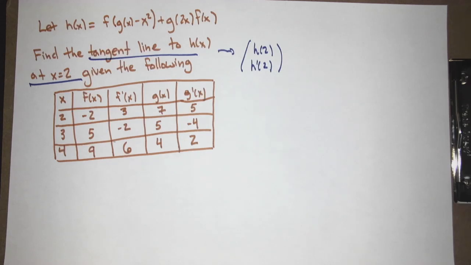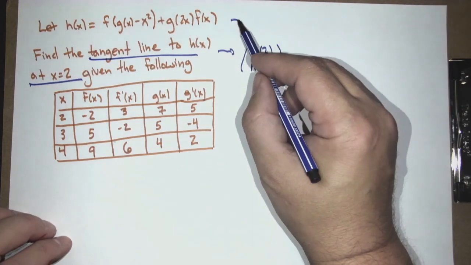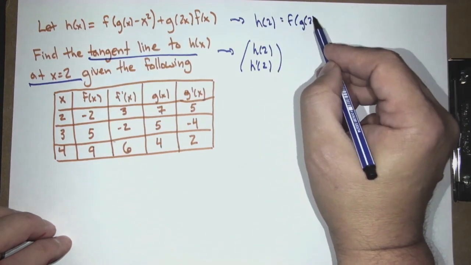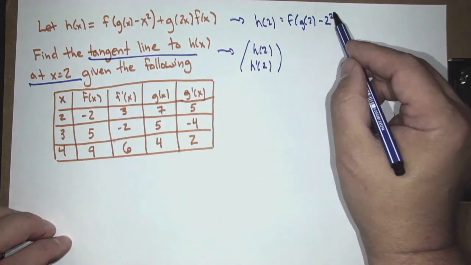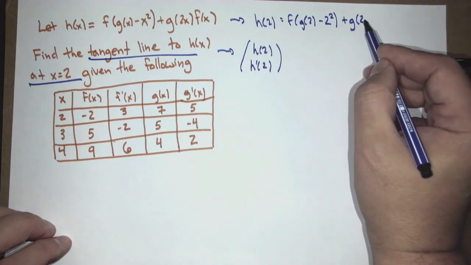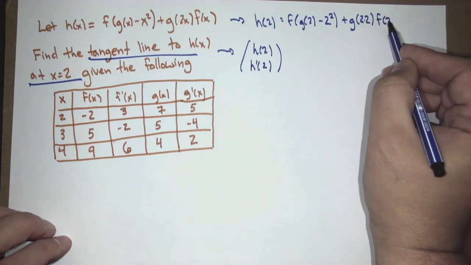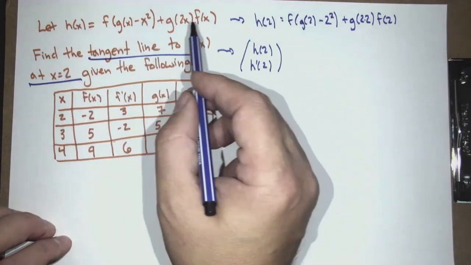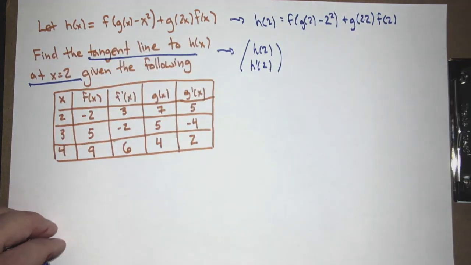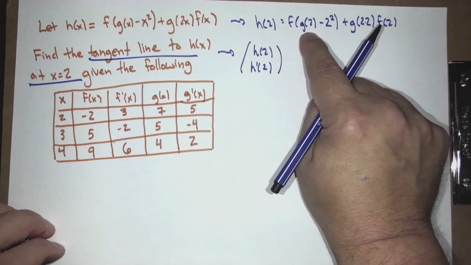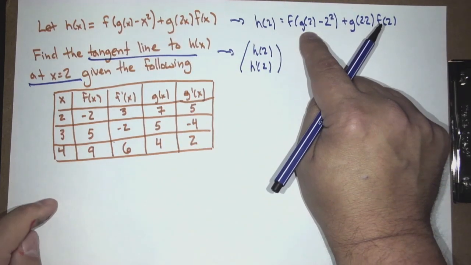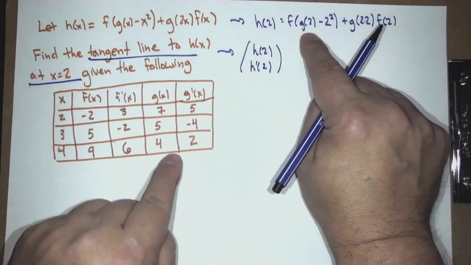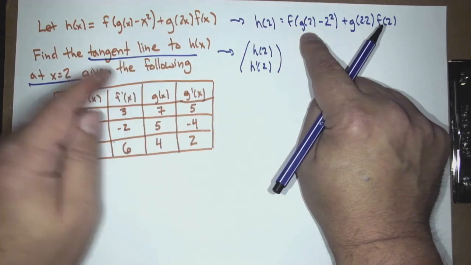Let's start with h of 2. So, plug in 2. h of 2 is f of g of 2, subtract 2 squared, plus g of 2 times 2 times f of 2. Now, what did we do? Everywhere we saw an x, we put 2. All right, what is g of 2? According to our table, 7. We can look up, here's x equals 2, here's g. So g of 2 is 7.